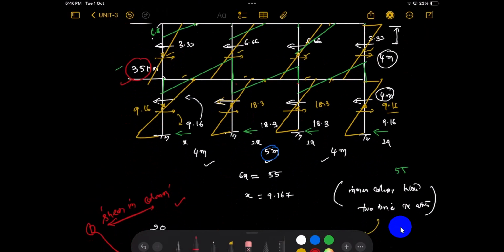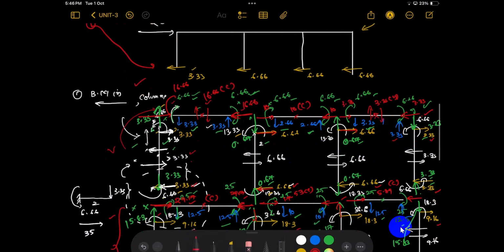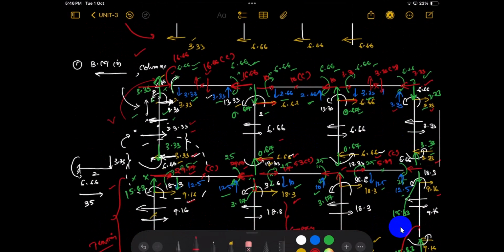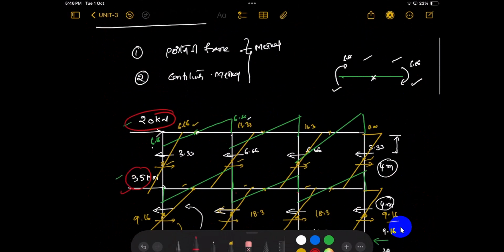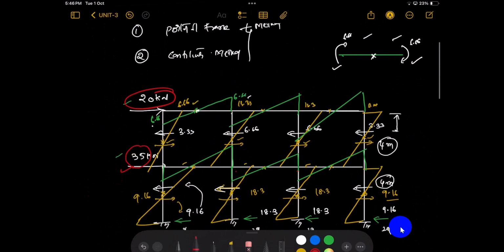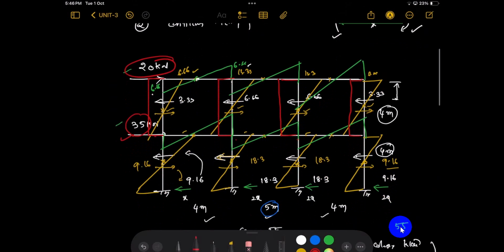So for shear you can see this is 3.33, 6.66. Here 9.16. Shear diagrams, how can you draw shear diagrams? Just draw 3.33. Here you can draw 6.66. Here you can draw 6.66. Here you can draw 3.33. Here you can draw 9 point. Here you can draw 18 point. It's 18 point.